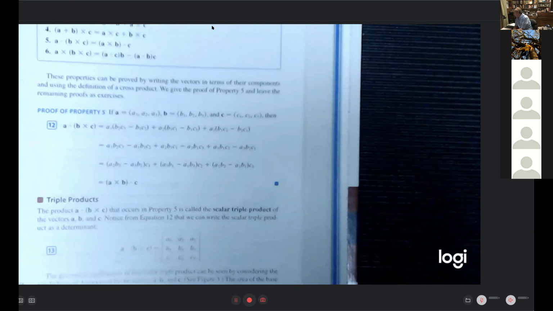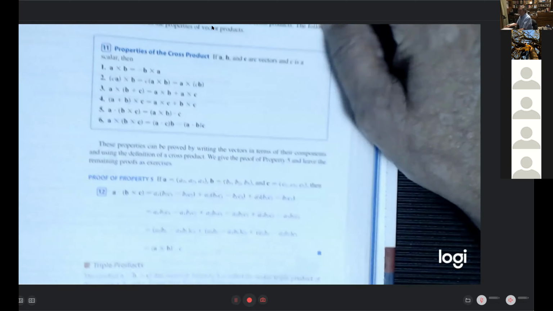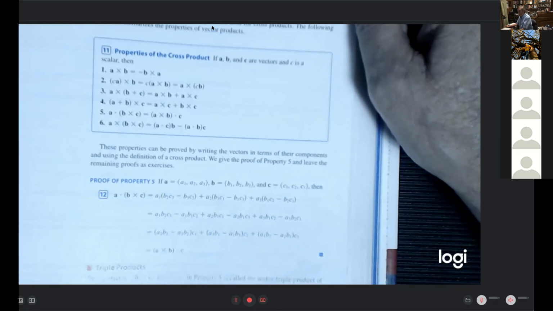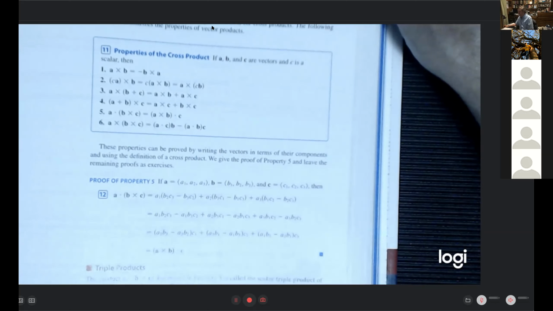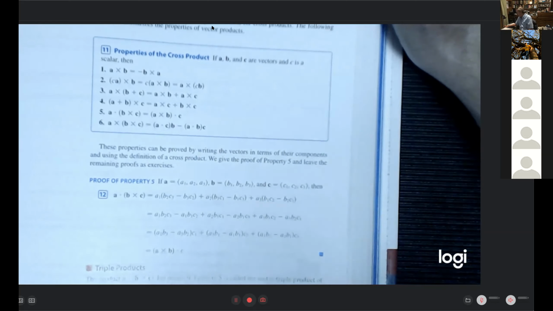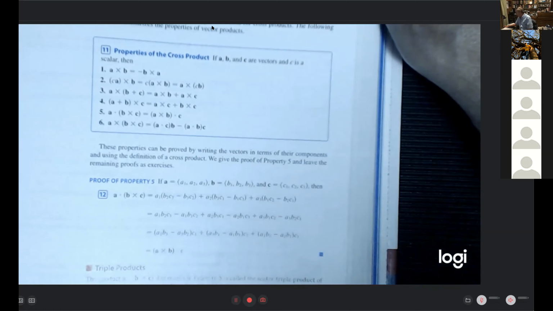You need to know about the properties of cross products. These are the properties in the book. Number one basically says that we do not have commutativity. A cross B is minus B cross A. But you can multiply a scalar times a vector in any place or take it outside. That's number two, and you get the same answer.